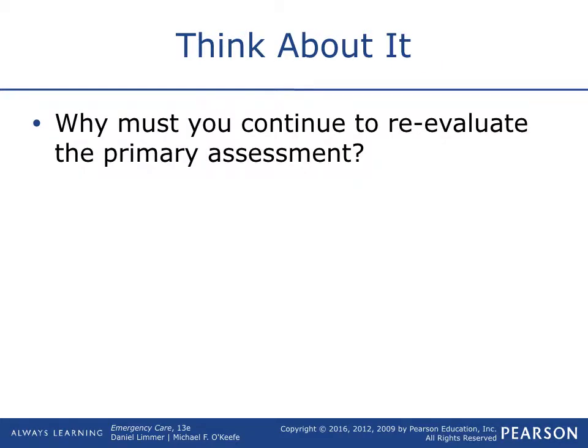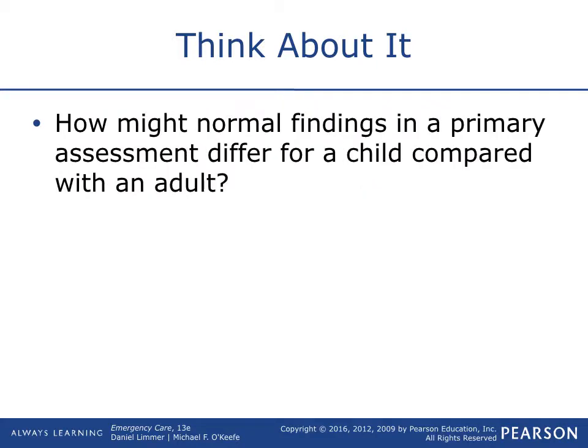So think about it. Why must you continually reevaluate the primary assessment? Because you want to see trends. You want to make sure that the problem that you fixed is still fixed, and you also want to make sure there are no other threats that you missed. And that may not be that accurate. That's just my opinion on that. Make sure to read the chapter. I have not read the whole chapter, but go through and make sure that's what they're looking for.